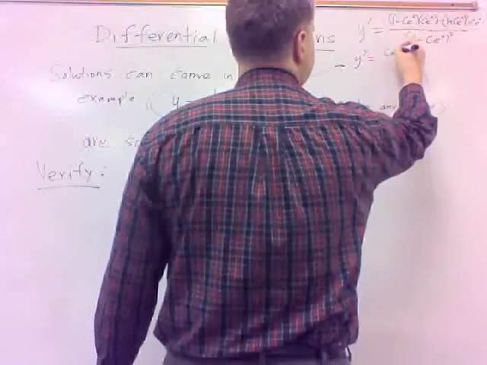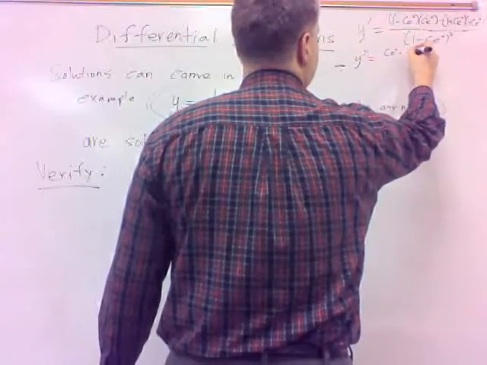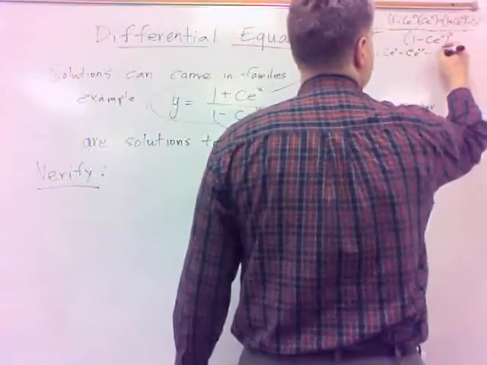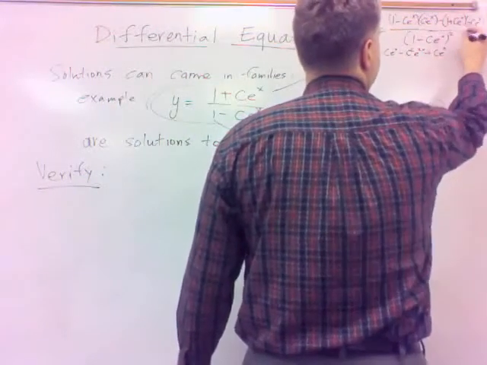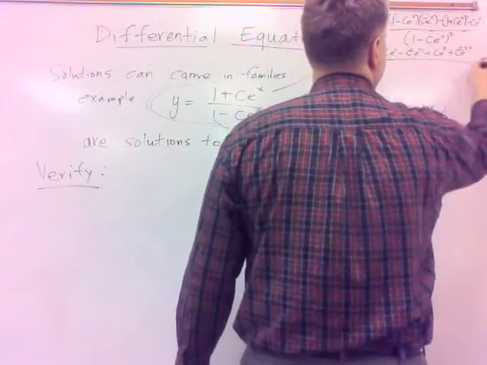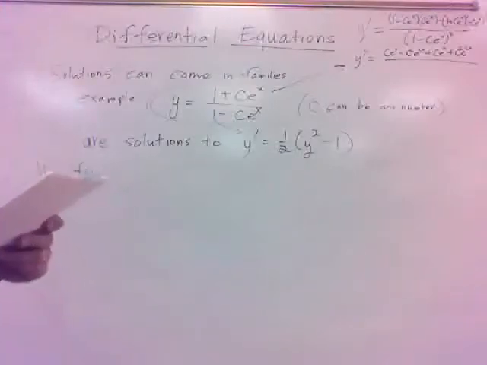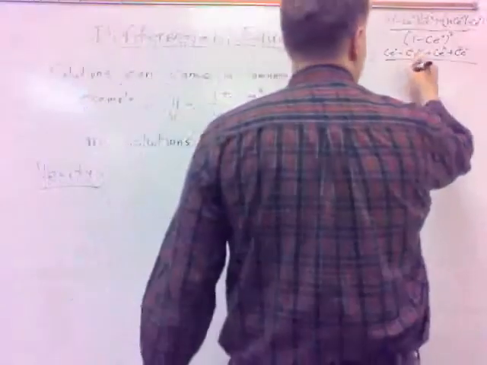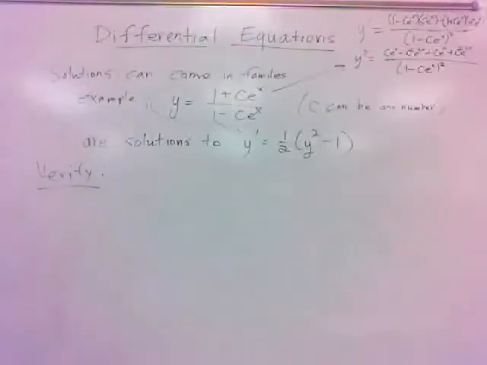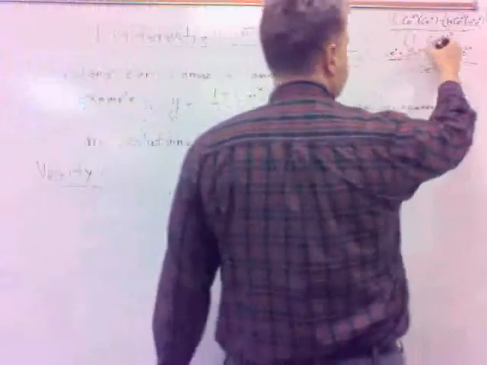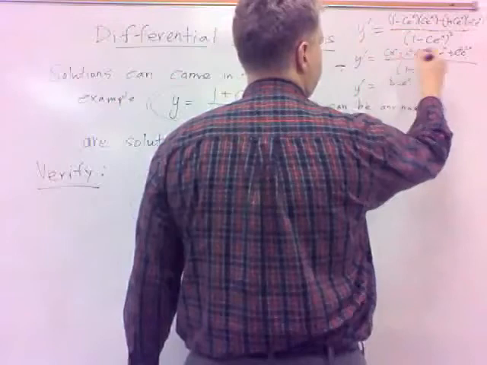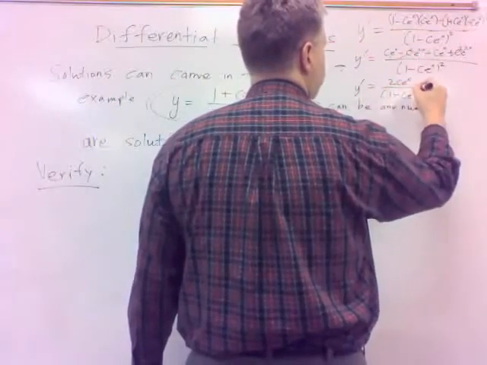That's c e to the x minus c squared e to the 2x. And then minus and minus make a plus, so that would be c e to the x, c squared e to the 2x is what you get. Multiply that out, over 1 minus c e to the x squared. It does clean up a bit because that and that cancel, so I have y prime is 2c e to the x, so we've got 2 of them, over 1 minus c e to the x squared.